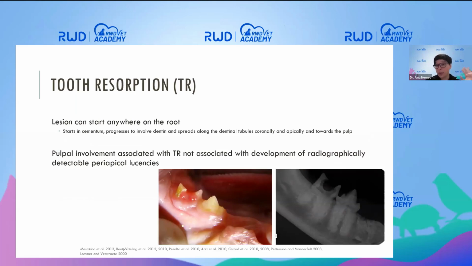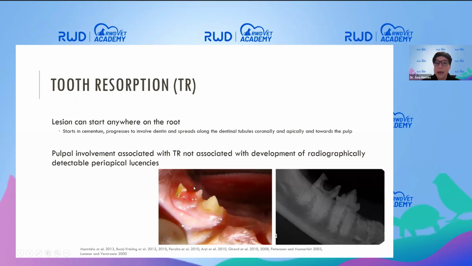Lesion can actually, it was believed that the lesion would start on the cemento enamel junction. That's why the old name for this disease is also neck lesion, but this is now obsolete. And it was shown that the lesion can start actually anywhere in the root and then can actually progress apically or coronally.